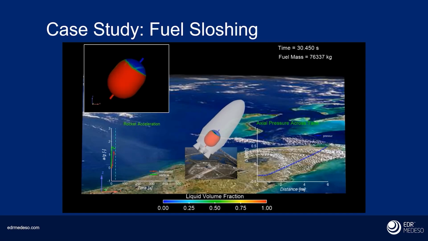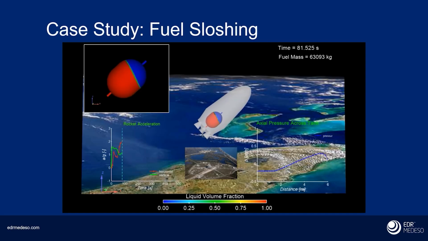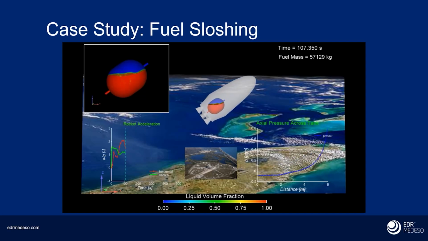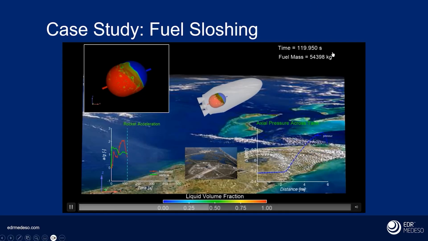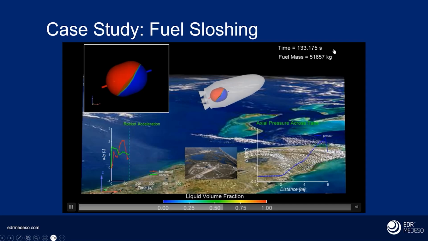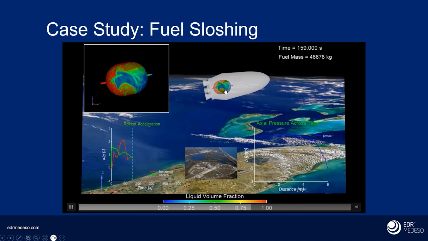So you can see that the CFD is able to give us both the depletion of the fuel and the motion of the fuel as the vehicle goes through its launch process. So we can see here the fuel mass is decreasing. And as the vehicle changes its orientation, you can see the impact of the accelerations on the fuel itself.